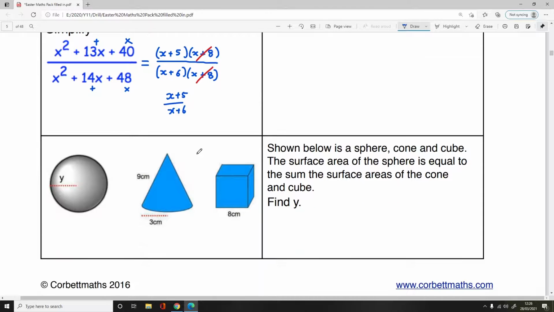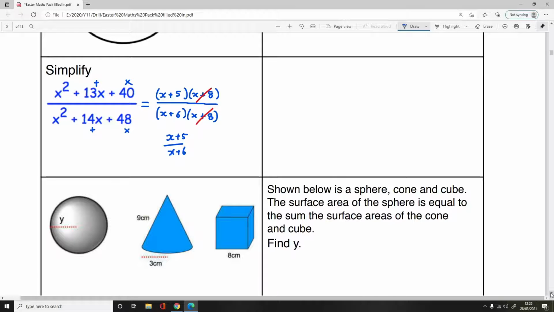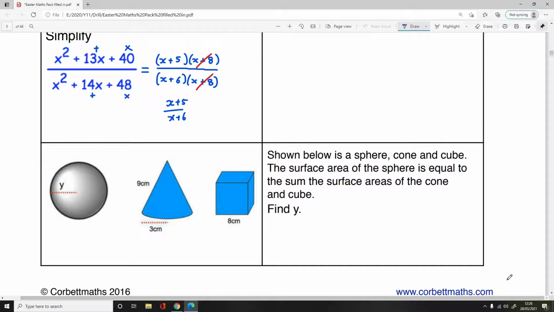Okay, now the last question is fiddly. The last question is surface areas, and there are a few surface areas that are given to you in the exam. So if you wanted to have a go, the curved surface area of a cone is pi r l, where l is the slant length. And the surface area of a sphere is 4 pi r squared.